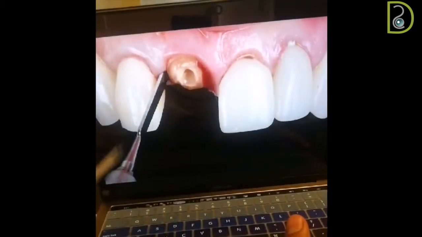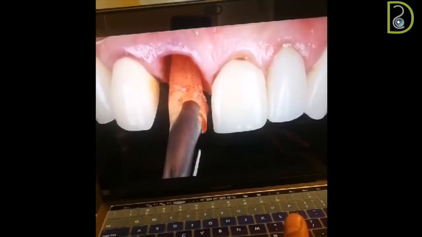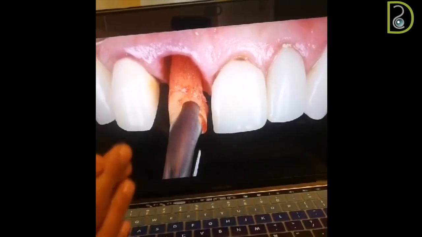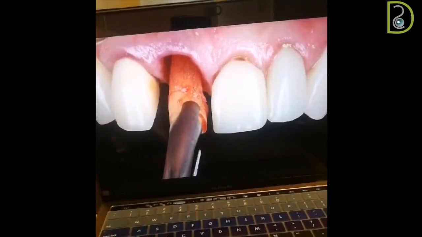Similar to the previous case, the crown was removed first and the extraction was done as minimally traumatic as possible using the periotome and the forceps, as you can see here. After that, degranulation was completed and the socket inspected. Every time after the extraction, we inspect the socket to make sure there is no dehiscence or fenestration present.